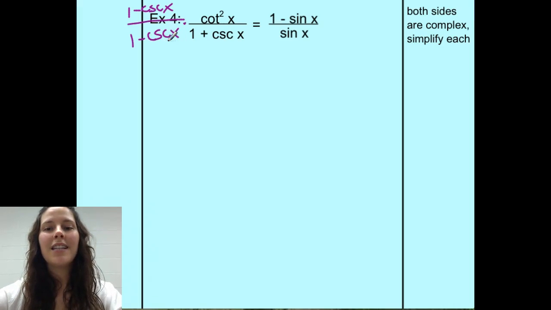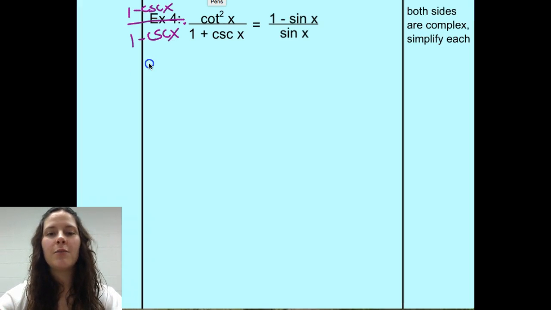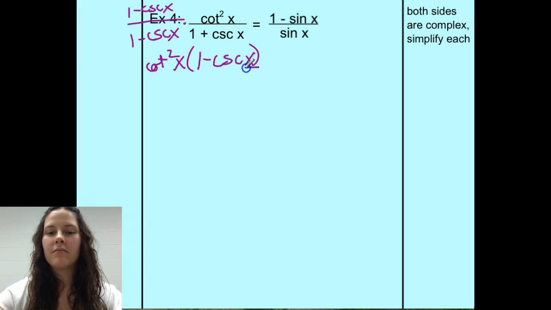I'm going to stick to one side until I get it fairly simplified and then see if I can't get the other side to match it. In the numerator, I'm going to leave this one factored until we see what happens. If I need to distribute later, I can always do that. So we've got the 1 minus cosecant x, all over. In the denominator with those conjugates, we can multiply the 1 by 1 and the cosecant by itself.